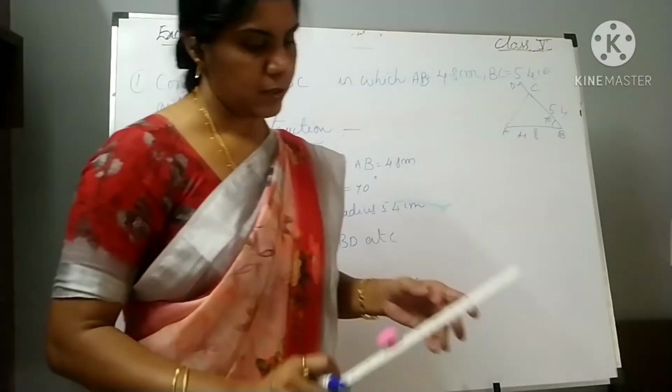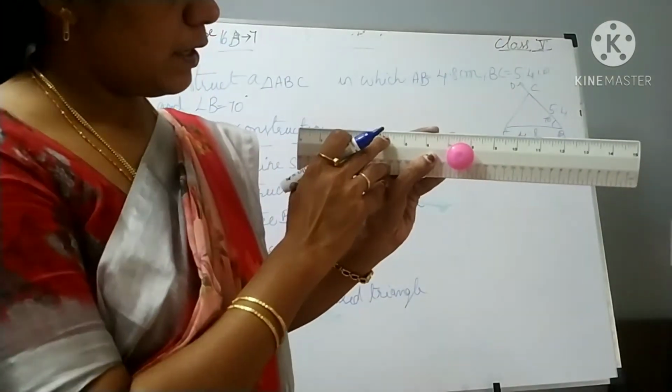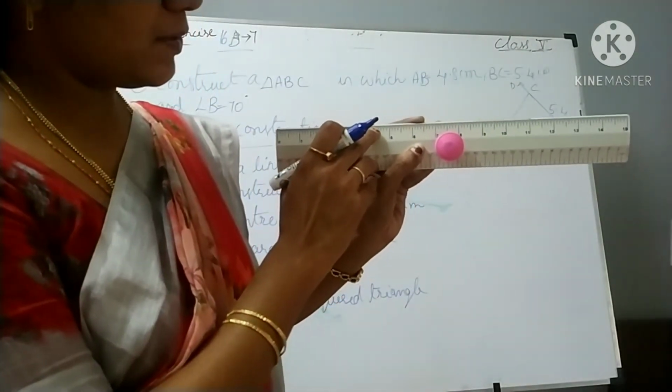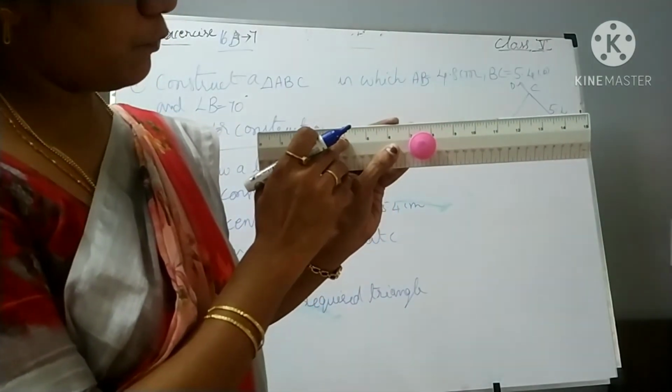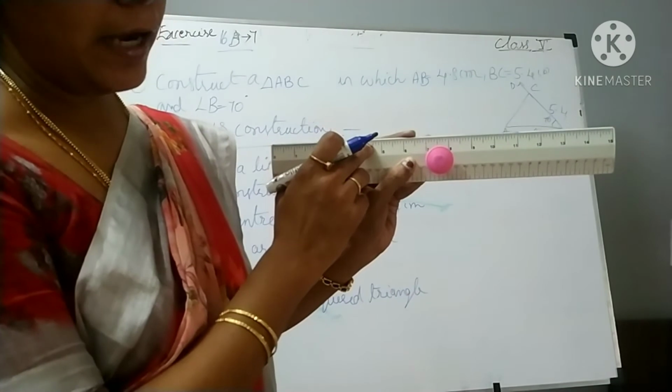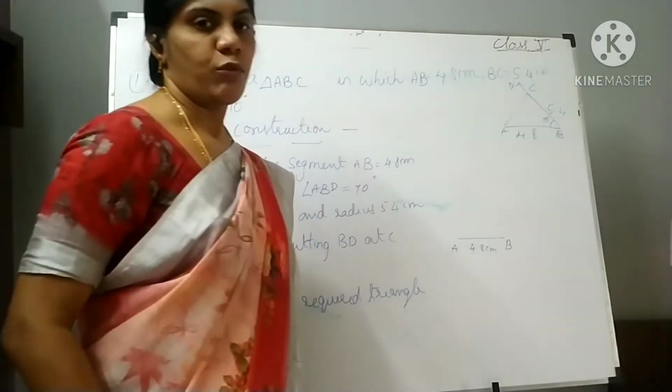Now see, after 4, count the lines: 1, 2, 3, 4, 5, 6, 7, 8. After 4, you have to count 8 lines and then mark 4.8 centimeters. After that, what do we have to do?